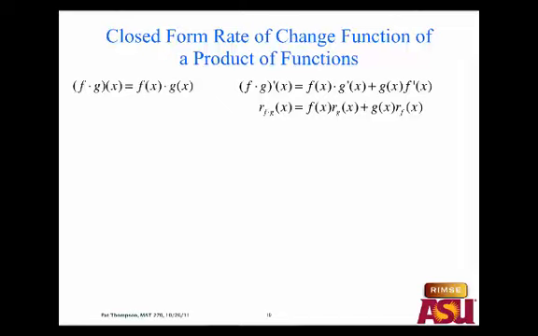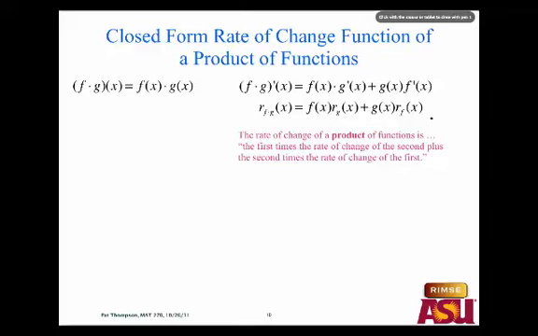Okay, and so here it is using primes. Here it is using our R notation, but all of them are the same. The rate of change of the product is the first times the rate of change of the second plus the second times the rate of change of the first.